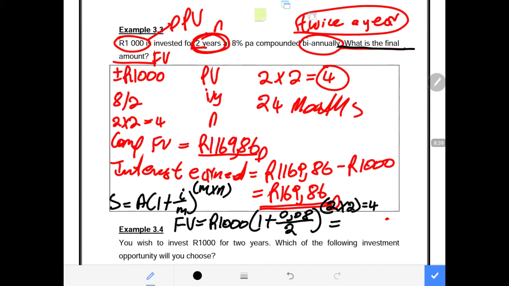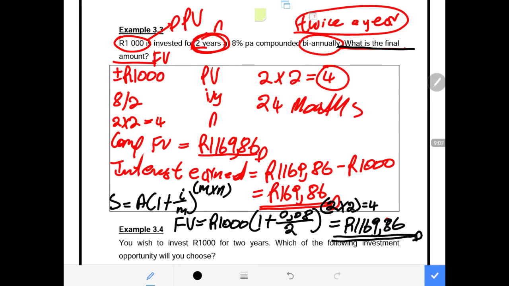So now we do the same thing. We say 1,000, open brackets, 1 plus 0.08 divided by 2, close brackets. Second function, y to the power x, if you remember, then after you say 4, equals, we get exactly the same amount as 1,169 rand 86 cents. So now it is very clear and very short with the formula.